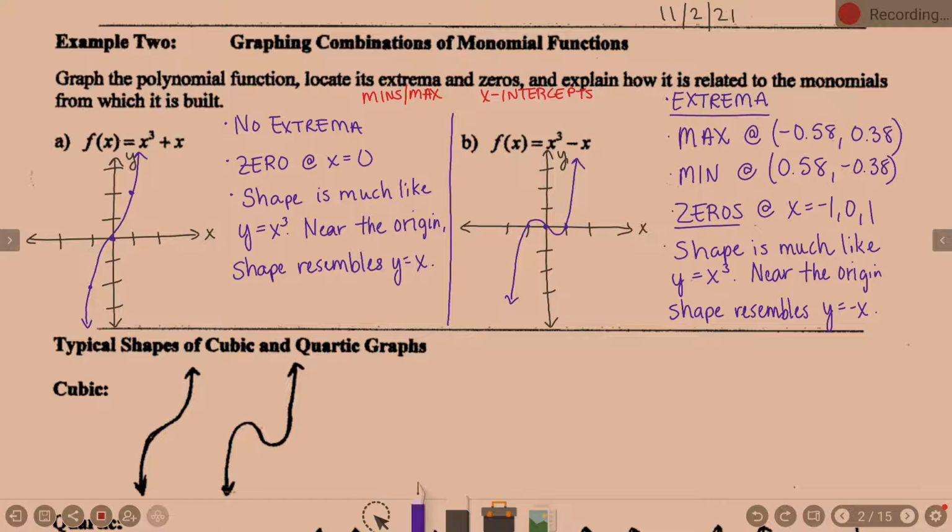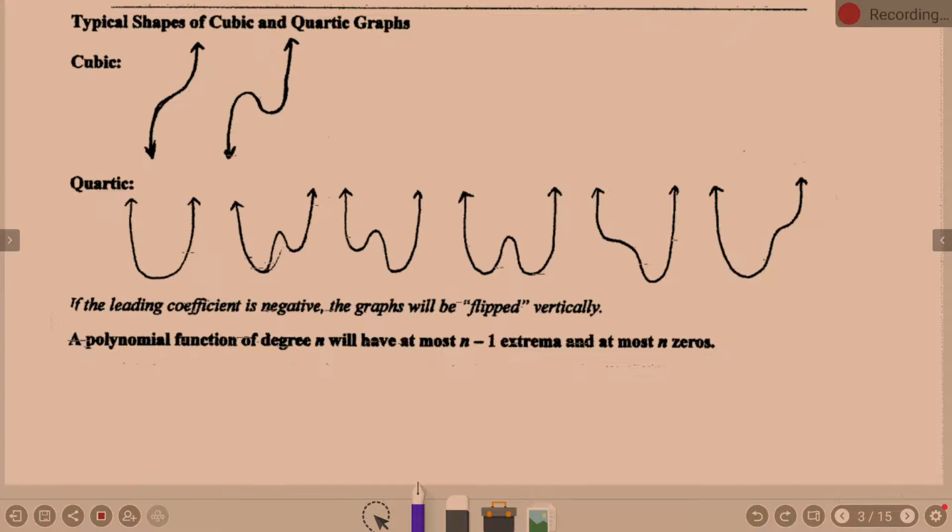So I'm going to go down and talk a little bit about what's at the bottom of the page. Okay. So at the bottom of your page, there are some typical shapes of cubic and quartic graphs. So first of all, cubic, when I talk cubic, I'm talking about the equation y equals x cubed, right? Okay. This first graph looks a lot like y equals x cubed, okay? This second graph, we just saw an example of, right? That's when you start putting some of these other terms in that you get the graph doing other things there. So those are examples of cubic graphs.